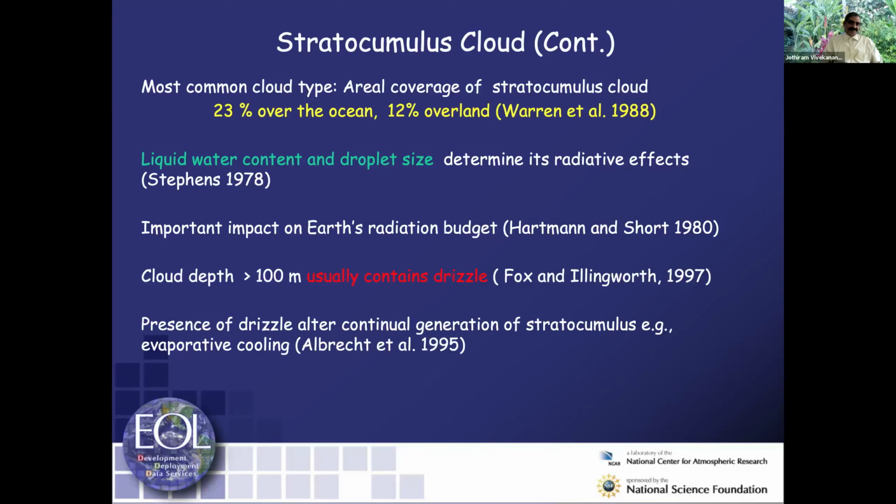The cloud depth is about 100 to 500 meters. They're not that thick, but even at about 100 meters, you might see some drizzle in those clouds. That's where it becomes important, because even a little drizzle makes a big difference in remote sensing dBZ measurements. These are the main issues with stratocumulus cloud.